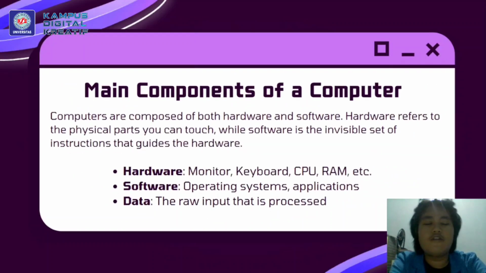Main components of a computer. Computers are composed of both hardware and software. Hardware refers to the physical parts you can touch, while software is the invisible set of instructions that guides the hardware. For example, in hardware there is monitor, keyboard, CPU, RAM, etc. And in software there is operating systems and application. Last but not least, data, the raw input that is processed.